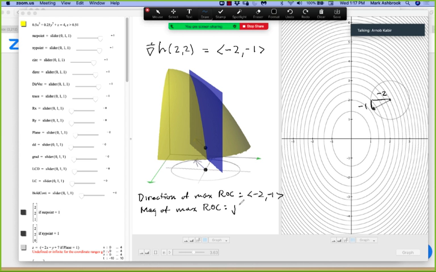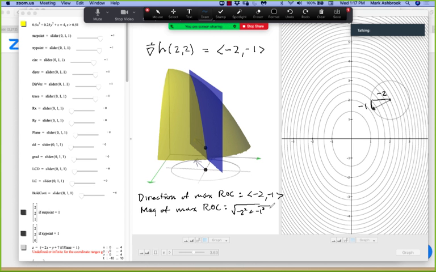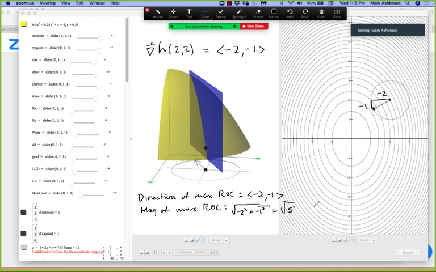Square root of 5. Yeah, it's going to be the square root of 5, the magnitude of that gradient vector. It's all about the gradient when it comes to max rate of change. It gives the direction and magnitude of the max rate of change.